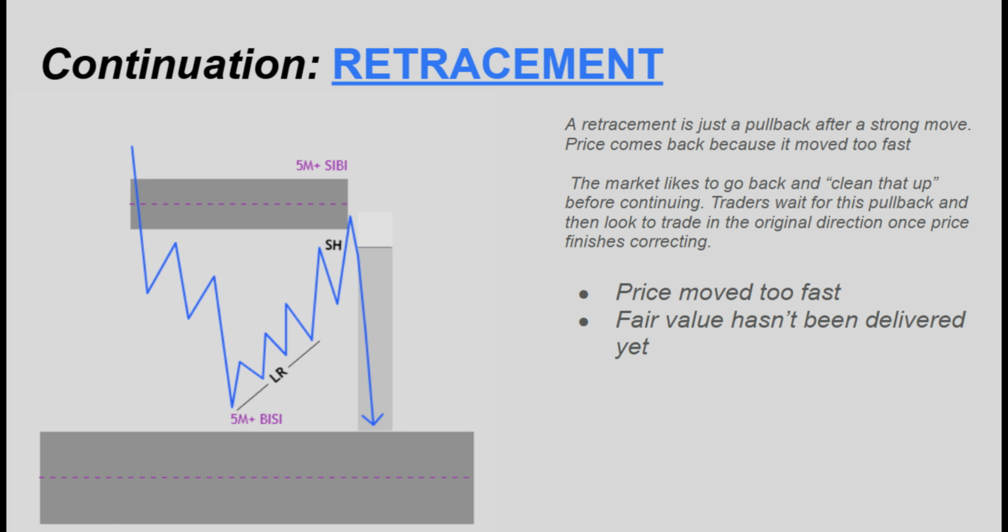But okay, a retracement is just a pullback after a strong move, right? Price comes back because it moved too fast. So you're basically taking the expansion and you're taking a trade into a gap instead of out of a gap, right? Same thing, just a little different, right? The market likes to go back and clean that up before continuing. Traders wait for this pullback and then look to trade in the original direction of price once it finishes correcting. So basically, price moved too fast and fair value hasn't been delivered yet.